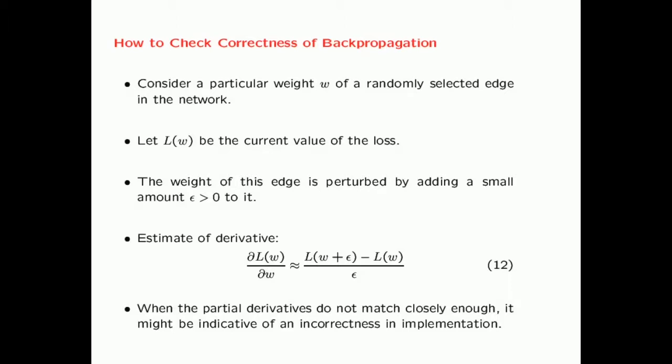Then the estimate of the derivative of the loss function with respect to this edge is given by L(W plus epsilon) minus L(W), divided by epsilon. This follows directly from the definition of a derivative. So we have an estimate of the partial derivative using this type of numerical method, and we have already calculated the derivative of the loss function using backpropagation. When these two partial derivatives do not match closely enough, it might be indicative of an incorrectness in the implementation.